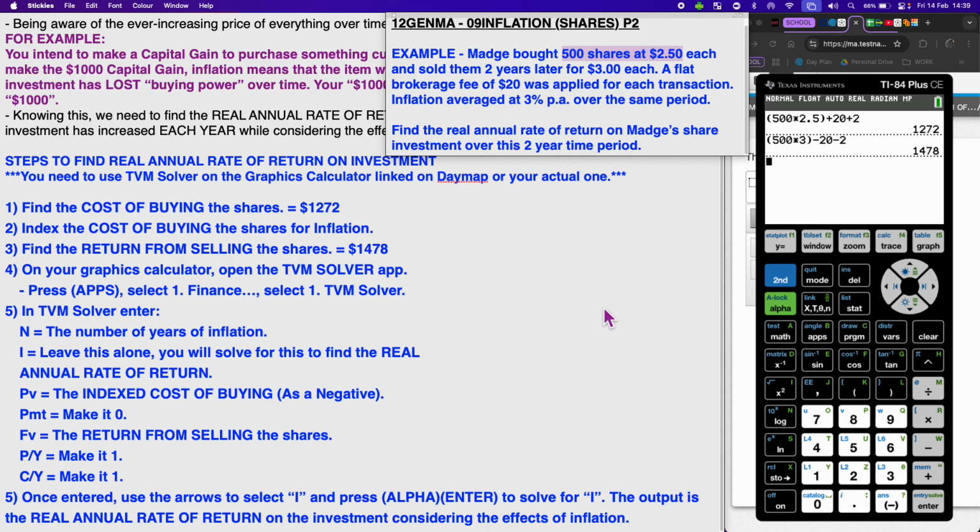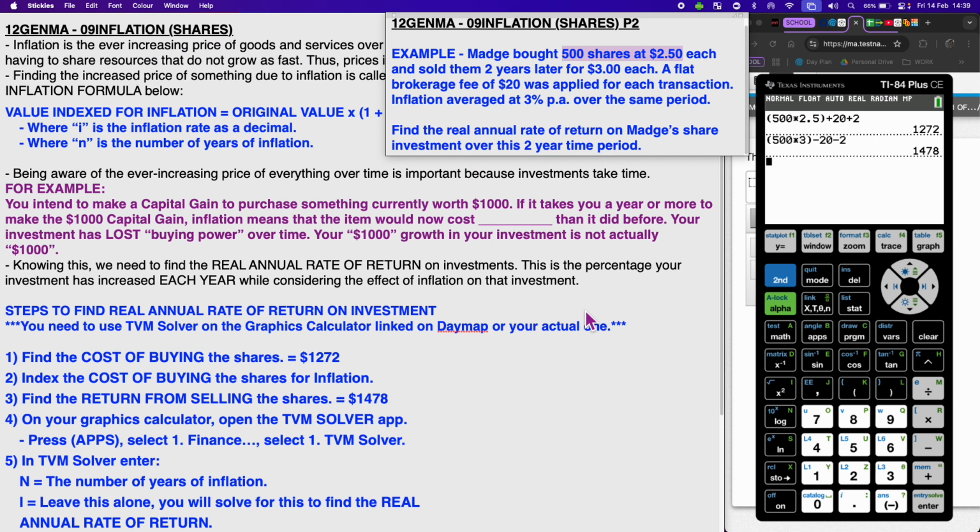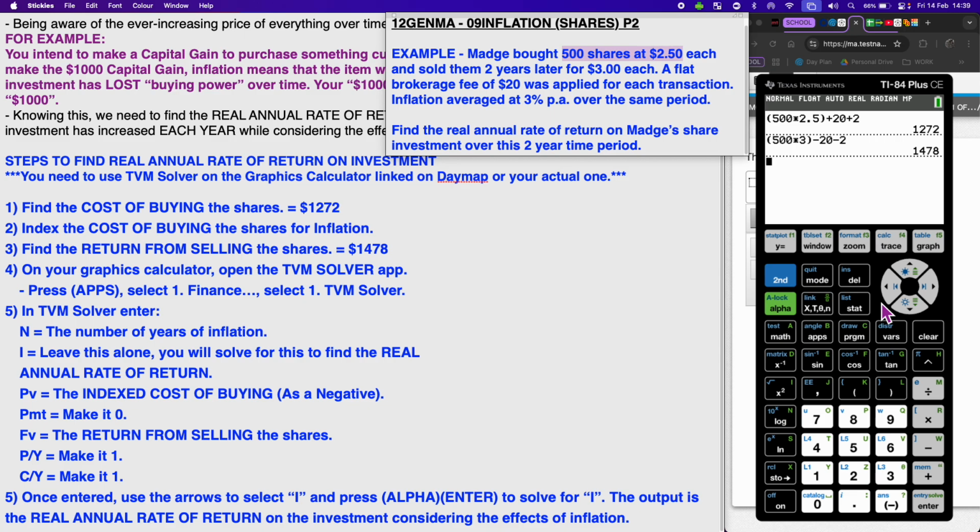Using your formula, how would I index the cost of buying for inflation? You have to look back up at this formula here. I know it off the top of my head. So the cost of buying indexed for inflation, what did it cost to buy? 1272 times bracket 1 plus, what's the inflation rate in this question as a decimal? 0.03. See, it says inflation averaged 3% over the same time period. So you're going to go 0.03. And then you're going to close the bracket.